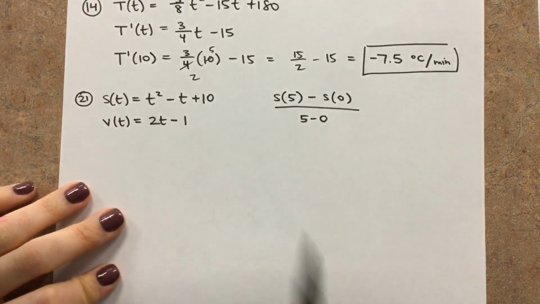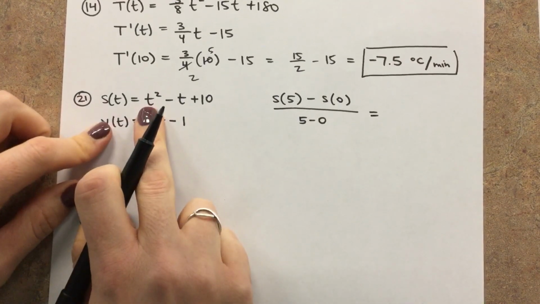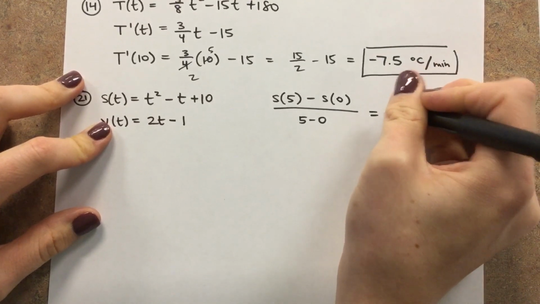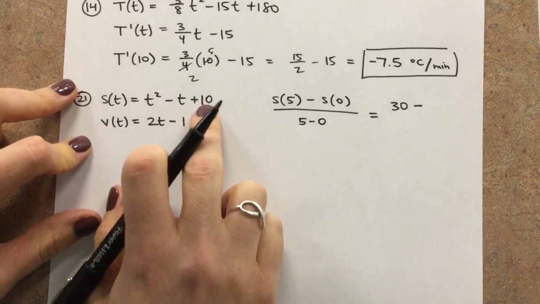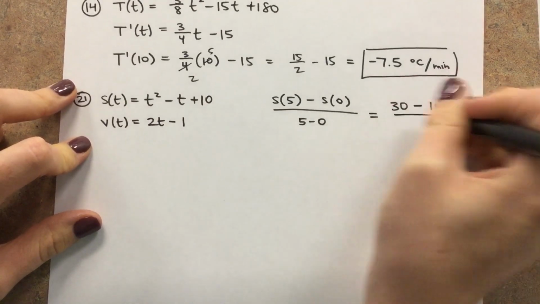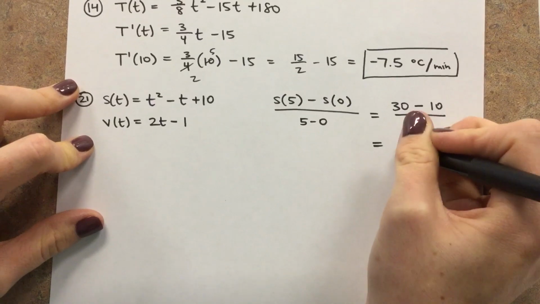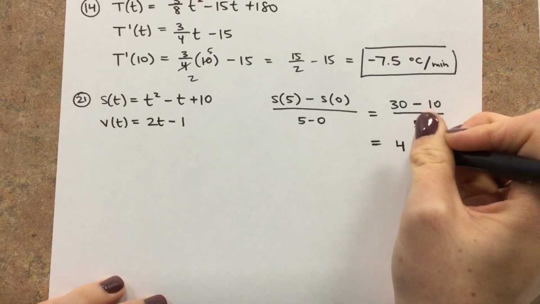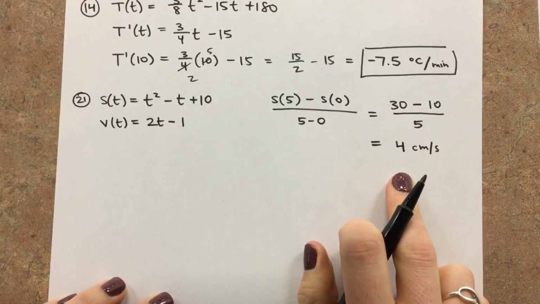So we can plug these values in here. If we plug a 5 in, we've got 25 minus 5, which is 20, and then plus 10, which is 30, minus, and then if we plug in 0, we have 0 minus 0 plus 10. And this is over 5. So I get 20 over 5, which is 4. So this is in centimeters per second. So the average velocity is 4 centimeters per second.